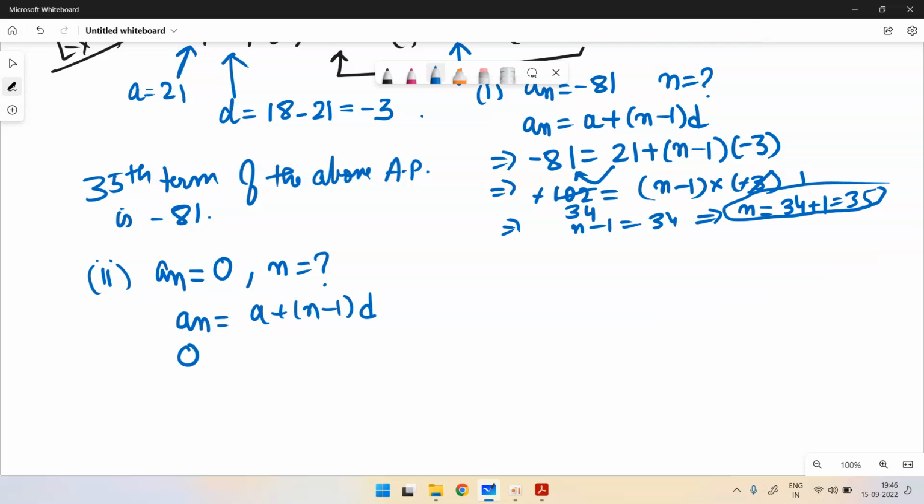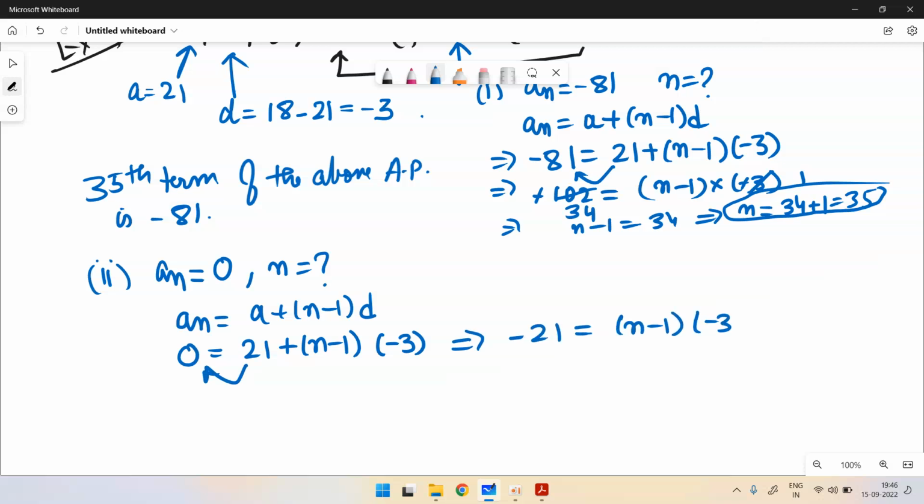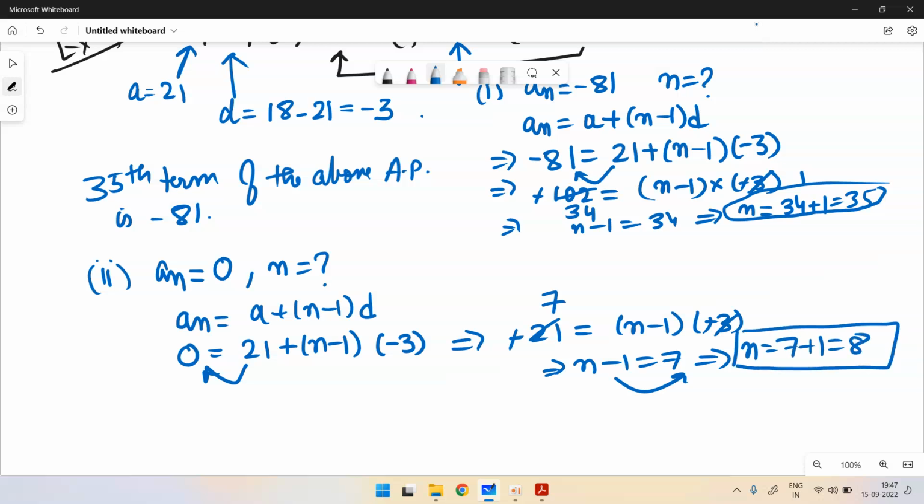Now a_n is equal to 0, a is given to be 21, n you don't know, you need to find the value of n, and d is minus 3. So minus 21 equals (n minus 1) into minus 3. So 21 divided by 3 is 7, which implies that n minus 1 equals 7. So n equals 7 plus 1, which is 8. The value of n is 8.